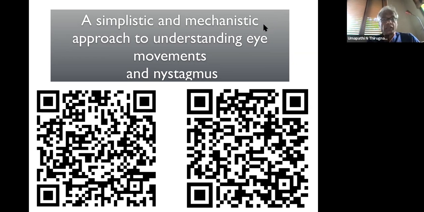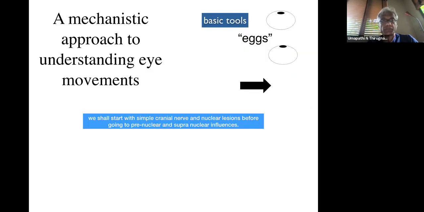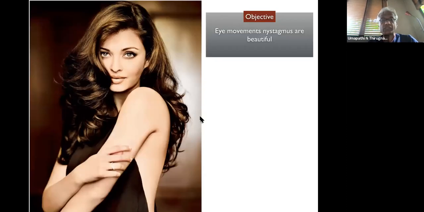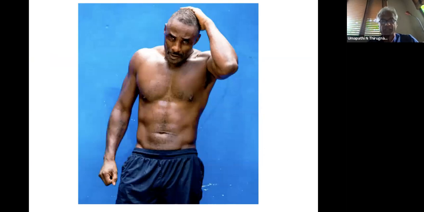Okay, so the aim is to understand eye movements in a simple and logical manner. For that, we are basically going to use a very simple approach. The basic tools we're going to use are the X and this arrow. So with just these two tools, the X and this arrow, we should be able to figure out how to sort out eye movements. And at the end of the session, you should feel that eye movements and nystagmus are beautiful, and just in the name of diversity, beautiful in both ways.